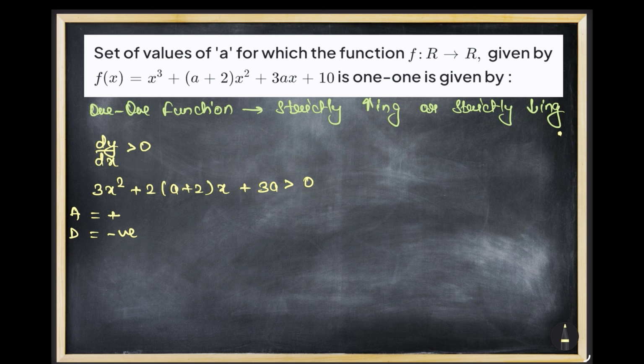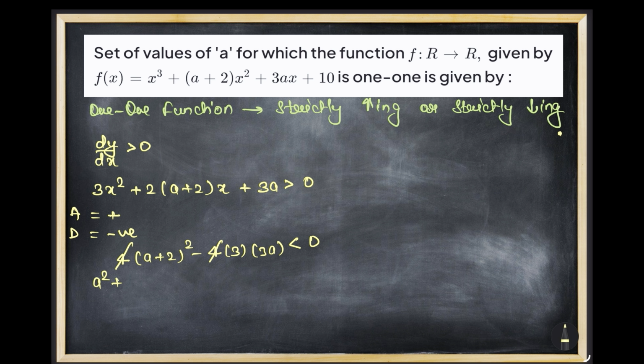Okay, so here if you observe, a is already positive. Now we have to focus on D only. So what is D? b square minus 4ac. This has to be negative. a positive, D negative. Now I will divide both sides by 4. 4 is a positive number, so it doesn't affect the sign of the inequality.